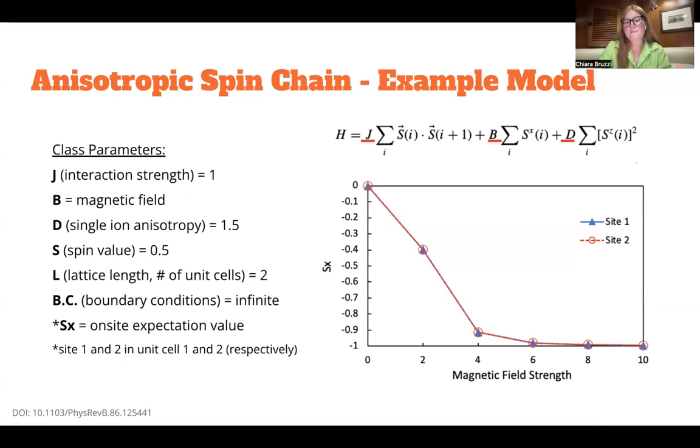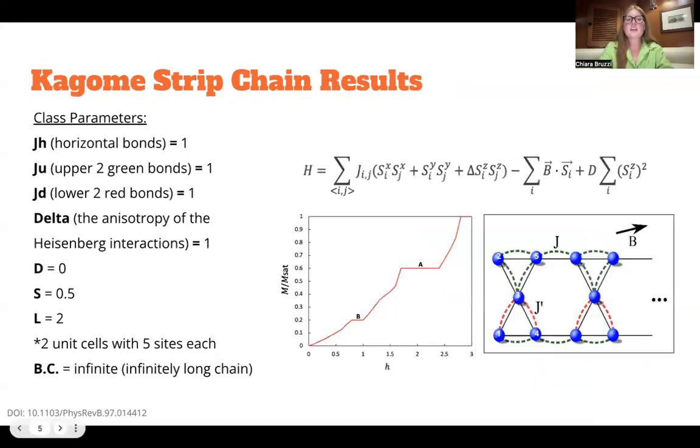From these results, I was able to get the SX values, which are the on-site expectation values for two different sites. That means two different unit cells. And these results matched my mentor's, which was good. And that meant that I could move on because the simulations were running correctly.